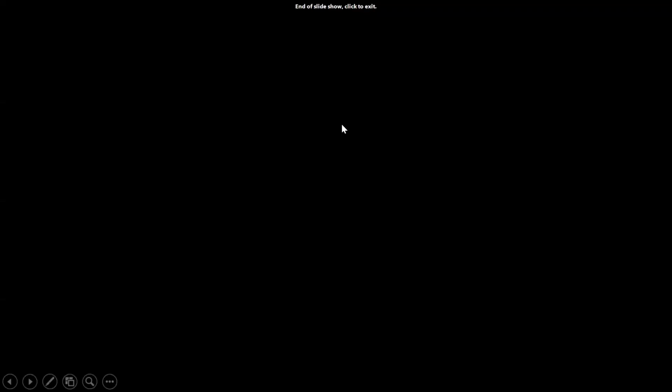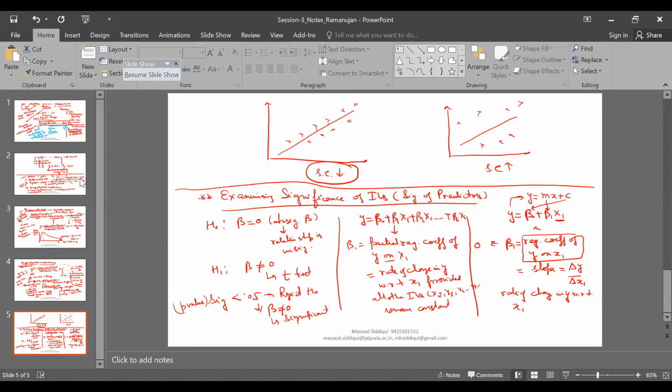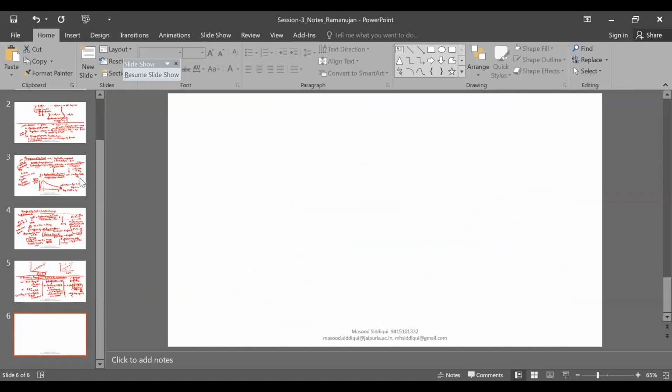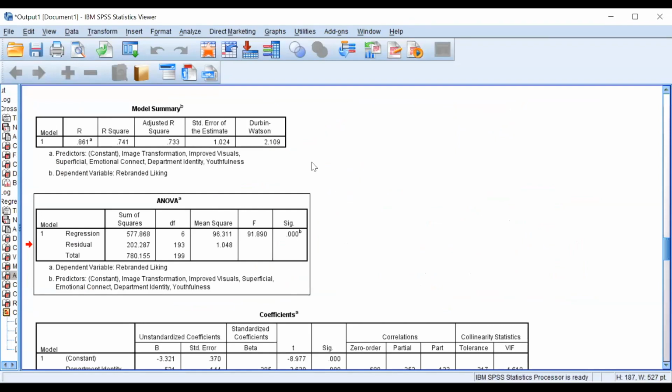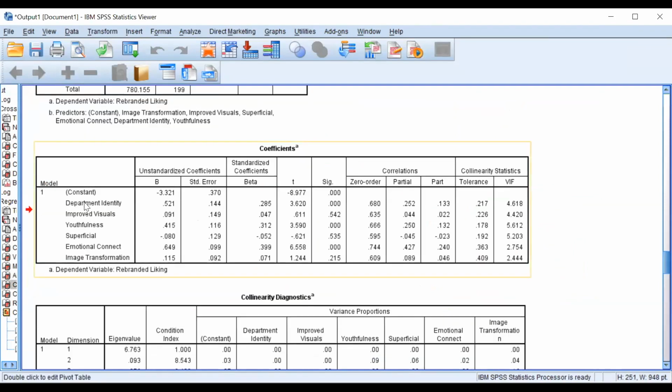Okay, let me have one more slide. I am sharing the output. Now we are considering this table. Here we have predictors: the constant, departmental identity, and so on. These are the p-values of these betas, and beta here is the standardized coefficient. Let us check what the significant predictors are. Constant is significant; the constant simply means the intercept.